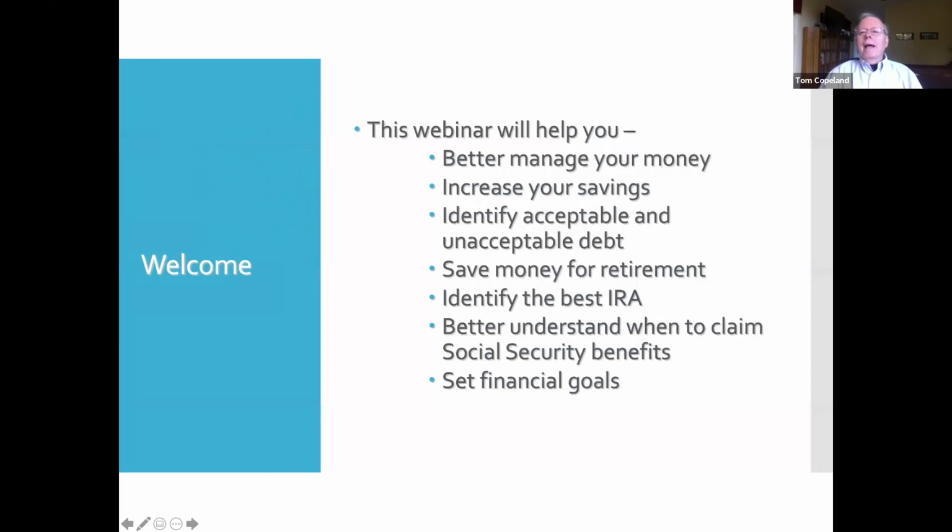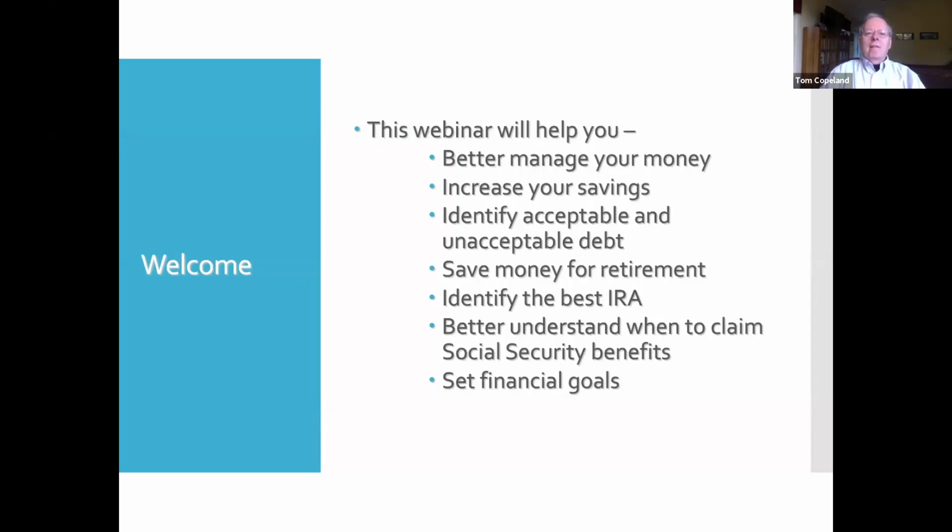We're going to be looking at how to better manage your money in general, increase the amount that you're saving for both short and long-term goals. Talk a little bit about debt and what kind of debt is good debt and what kind of debt is bad debt. How to save money in particular for retirement and investing in the individual retirement accounts that are available to you as a child care provider.